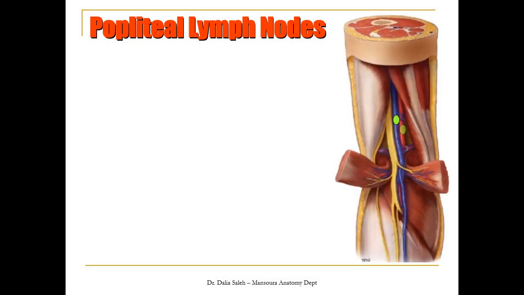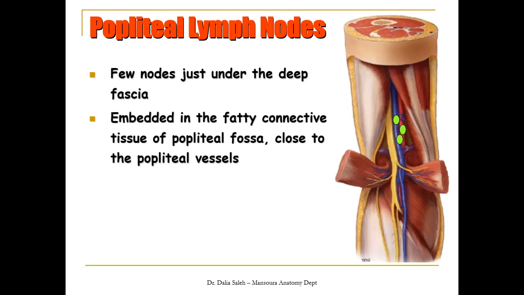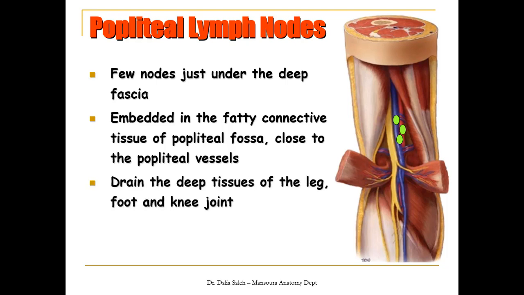The popliteal lymph nodes are few in number, lie under the deep fascia, and are embedded in the fatty connective tissue of the fossa close to the popliteal vessels. They drain the deep tissues of the leg, foot, and the knee joint. Their efferent vessels drain into the deep inguinal lymph nodes.